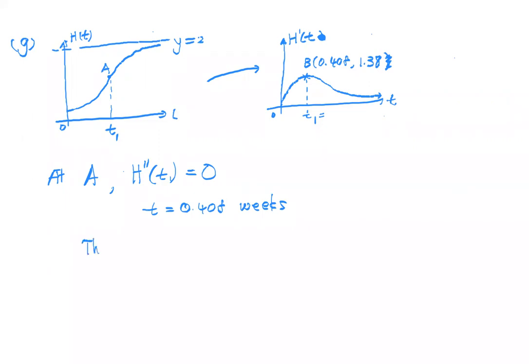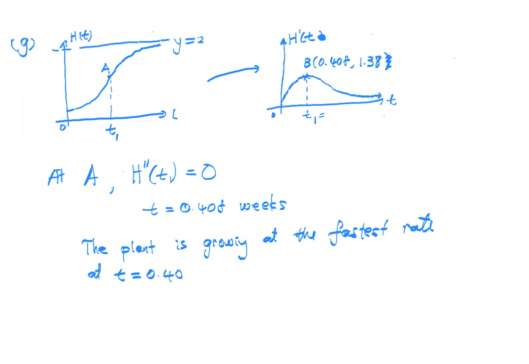Okay, if I want to talk about the plant, I say the plant is growing at the fastest rate at t equal to 0.408 week. And the rate is 1.38 meter per week. Done?